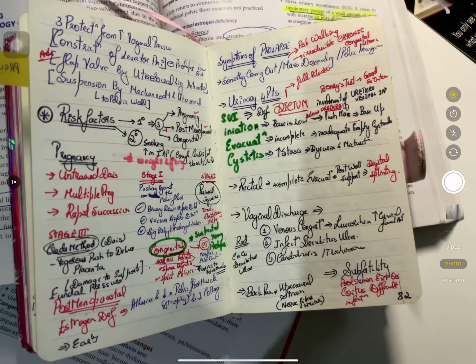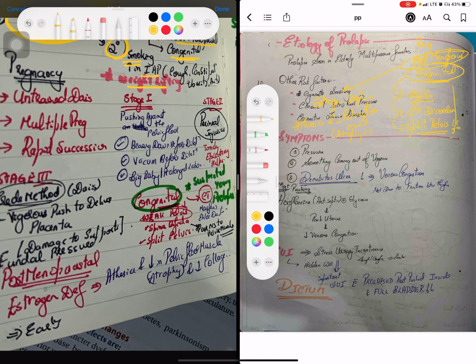Then we go for postmenopausal. In postmenopausal, we have just one, that is estrogen deficiency. Estrogen deficiency causes atrophy and decrease in pelvic floor muscles, which causes atrophy and decrease in collagen. Last is pregnancy.